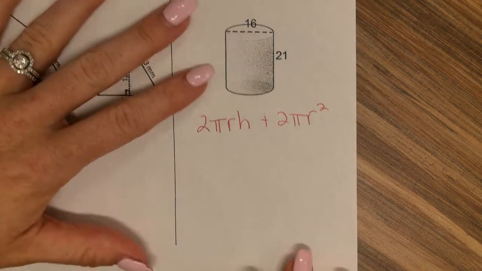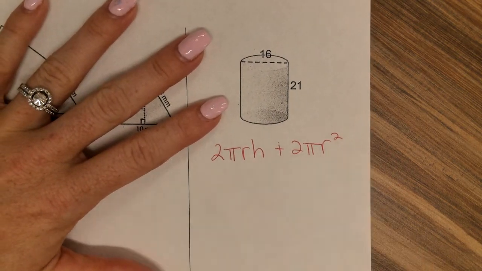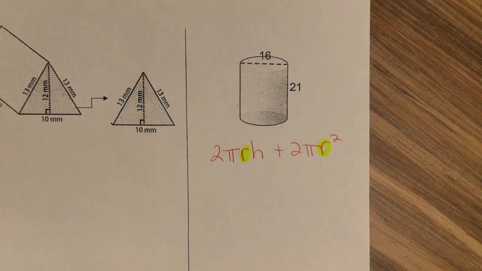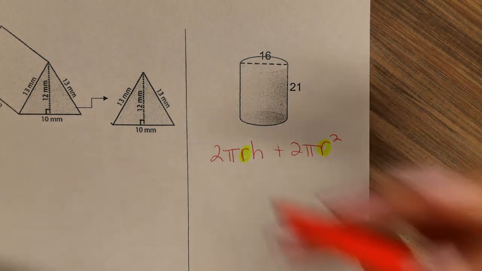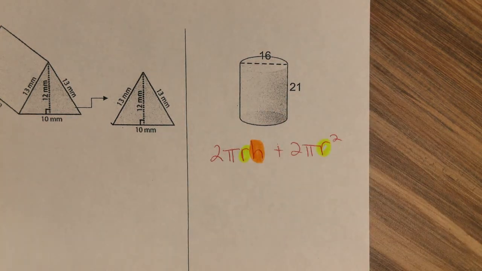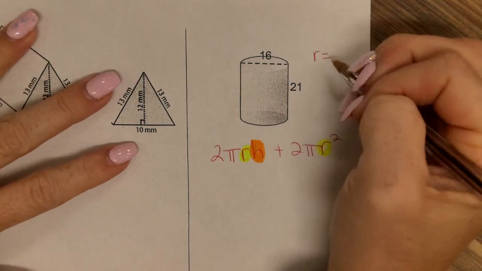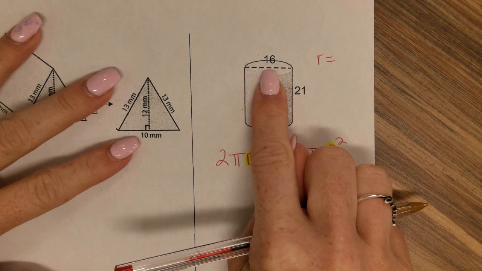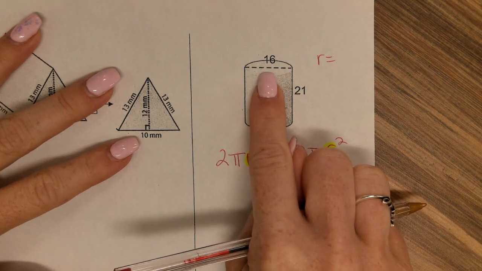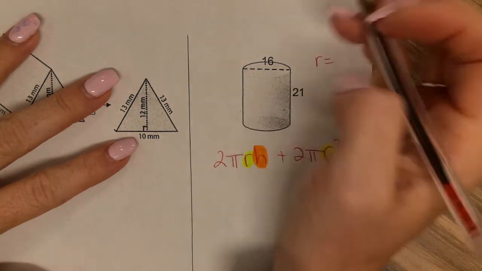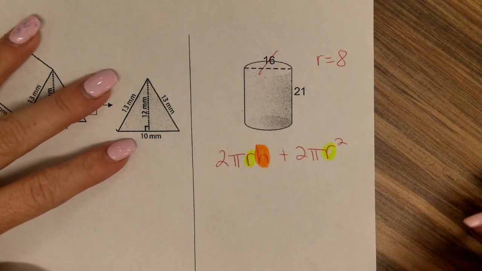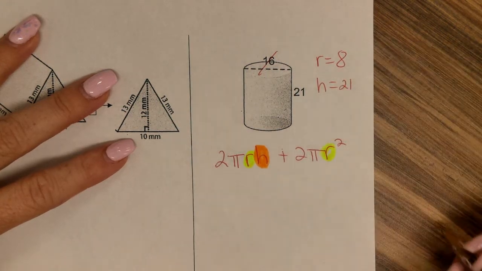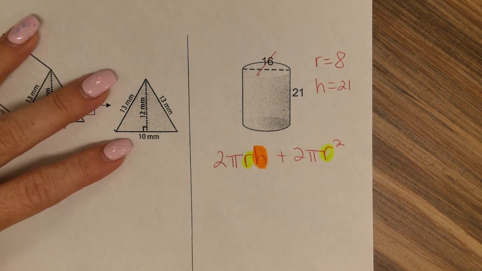This is one of the easiest formulas to do. All right, to do this formula, I need a radius. What else do I need? And I need a height. All right. Did they give me a radius halfway through the circle? Yes or no? They gave me a diameter, so what do I do to this 16? Which is 8. So my radius is 8. My height is 21.